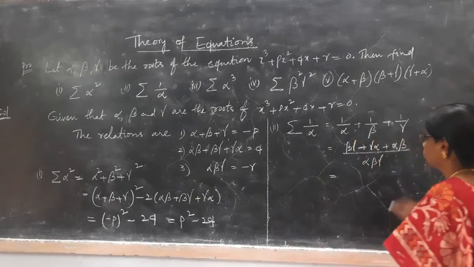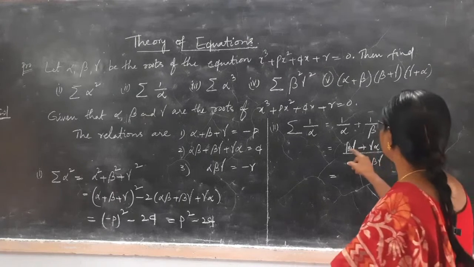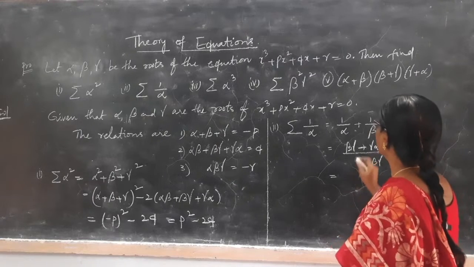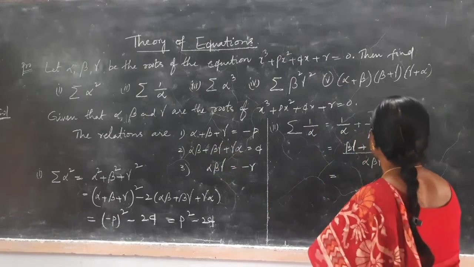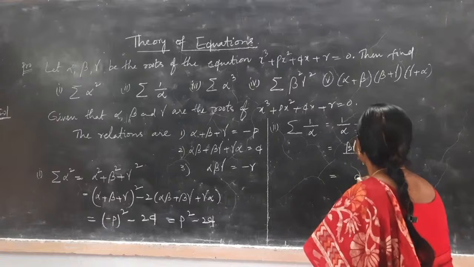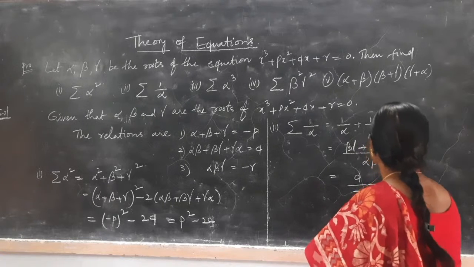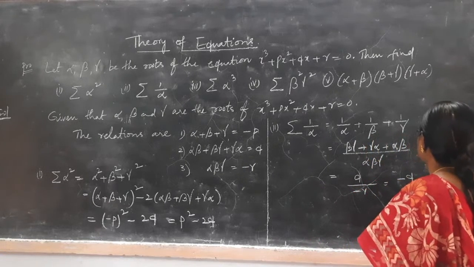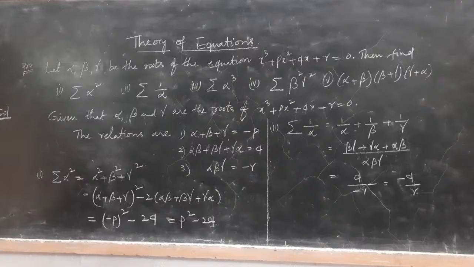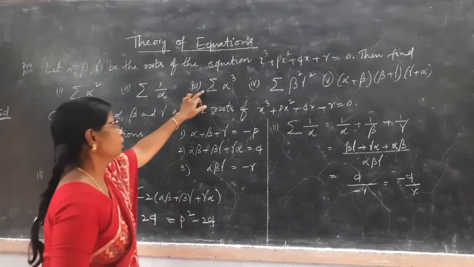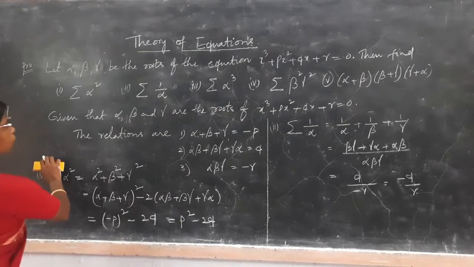Alpha beta plus beta gamma plus gamma alpha is the second relation, which is q, divided by alpha beta gamma, which is minus r. So what is the answer? Minus q by r. This is the second bit. Next one, I am going to solve the third one, sigma alpha cube.